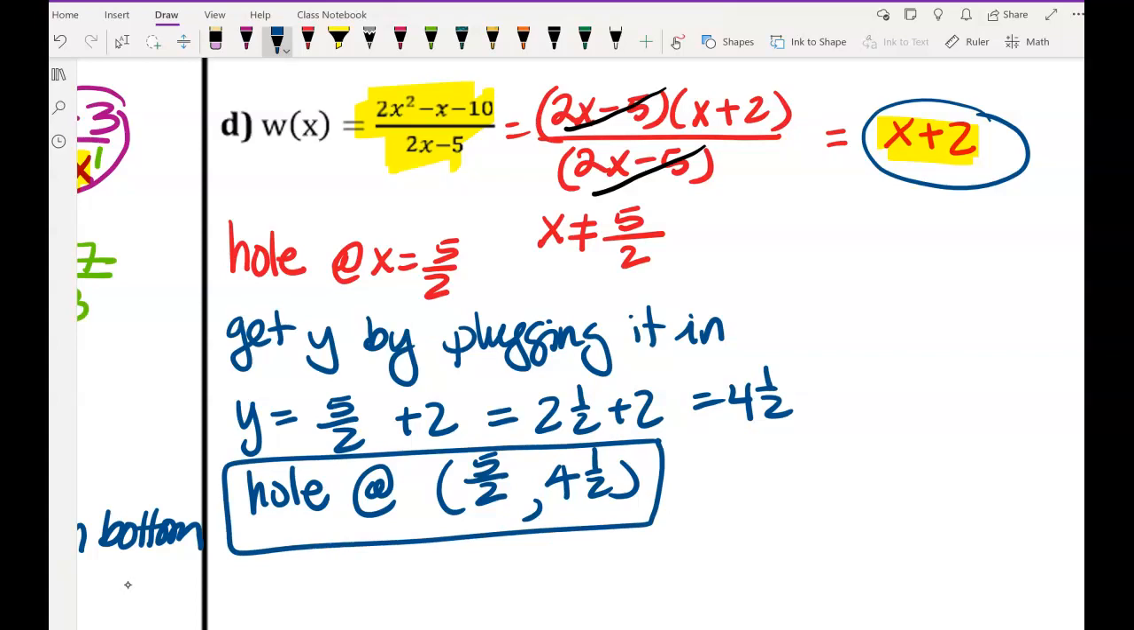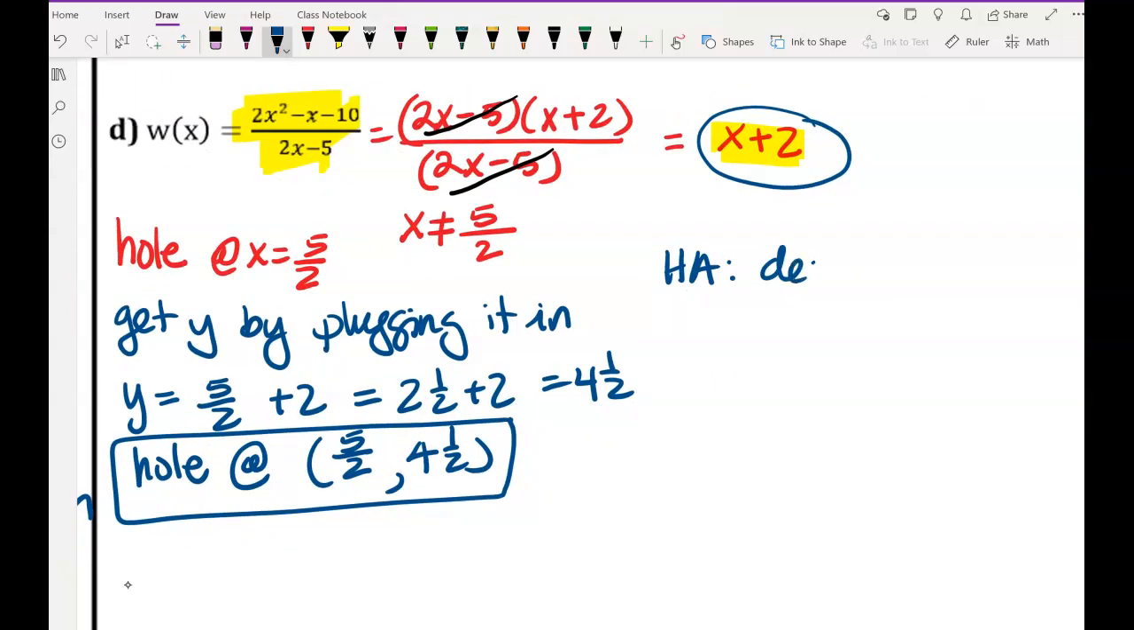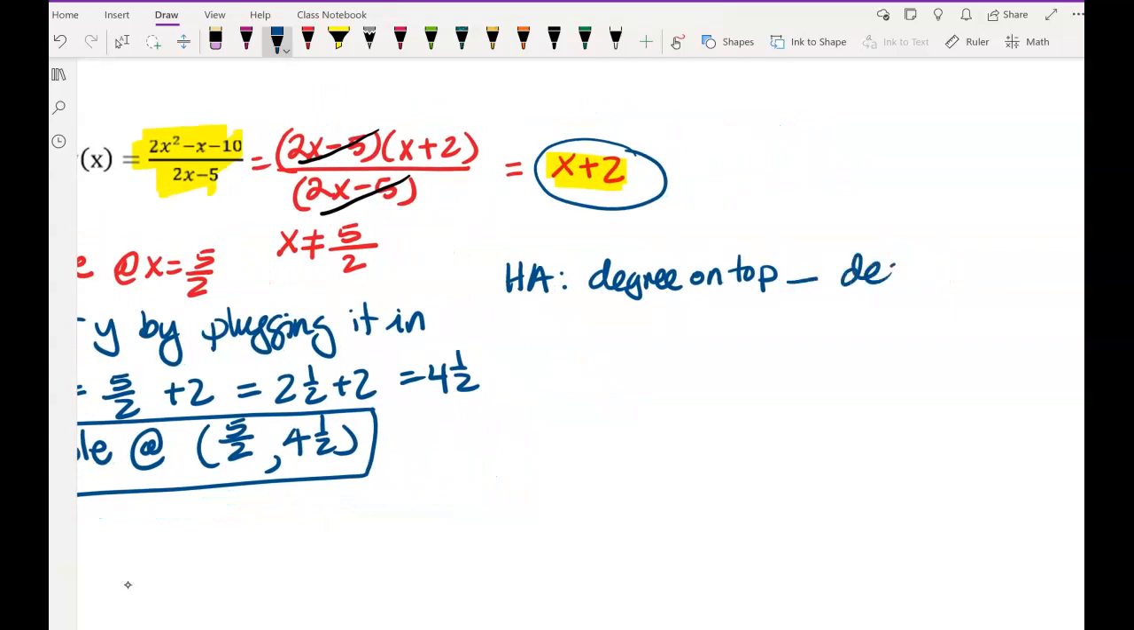Okay, so now let's see if we could have a HA. Okay, your HAs, remember, it's always going to be the degree on the top compared with the degree on the bottom. Okay, degree on top, I'm going to write blank. Degree on bottom, I want to see if it's bigger, smaller, or the same.